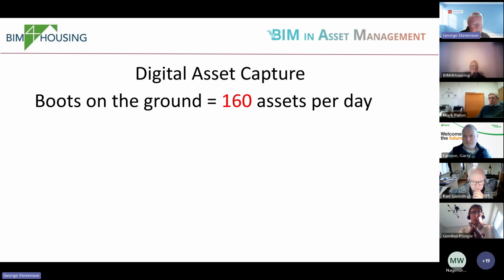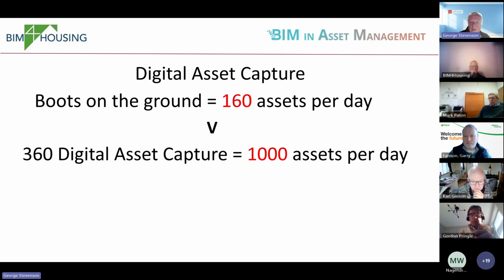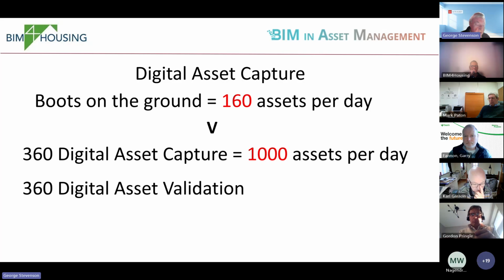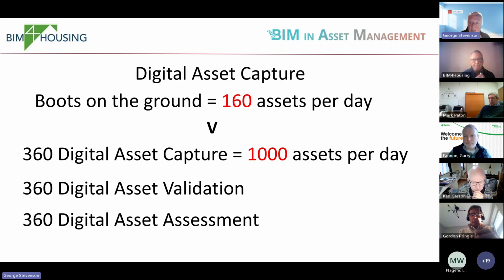You end up with being able to, rather than a manual inspection, creating asset information by sending people to site, you can do 6 or 8 times the number of assets in a day, and you've got much higher levels of validation.